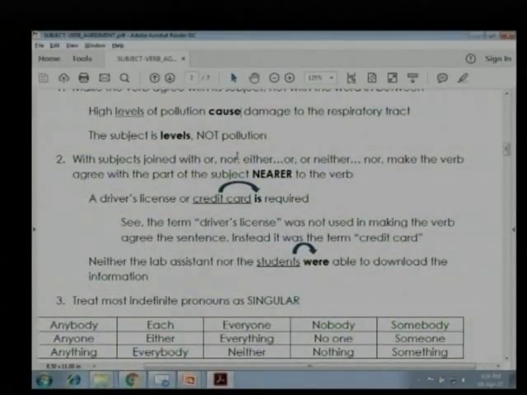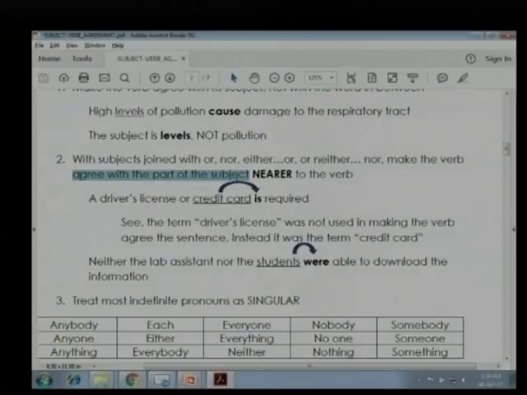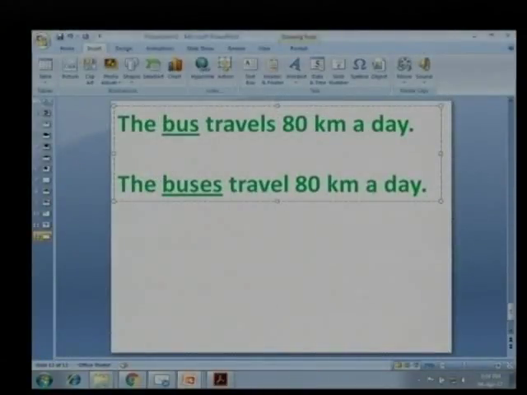With subjects joined with or, nor, either/or, or neither/nor, make the verb agree with the part of the subject nearer to the verb. So I gave you the example, right? A driver's license or credit card is required. So let me put it in the PowerPoint, it will be easier for you to understand.